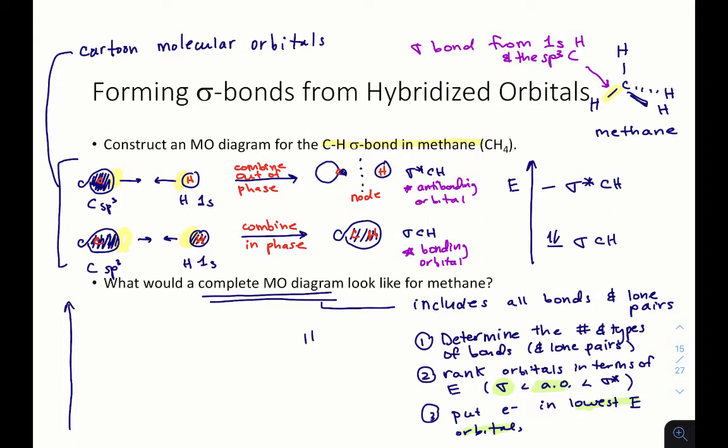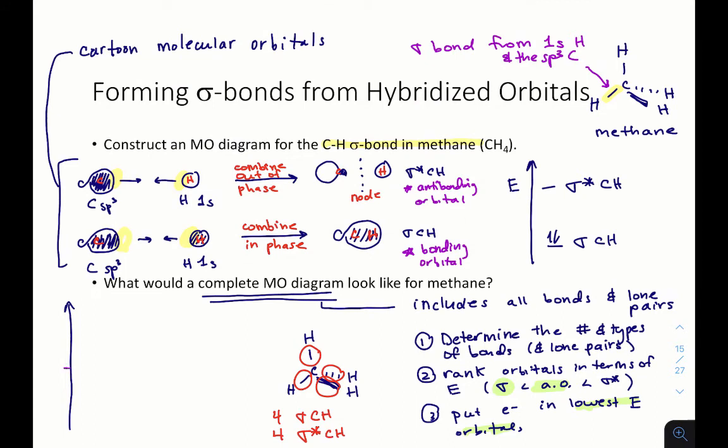So for methane, you can pause and try this yourself if you like, or you can do it along with me. We see that there are 1, 2, 3, 4 sigma CH bonds, meaning there are 4 sigma CH orbitals. If there are 4 sigma CH orbitals, there are also 4 sigma star CH orbitals. There are no lone pairs, so we don't need to worry about that.